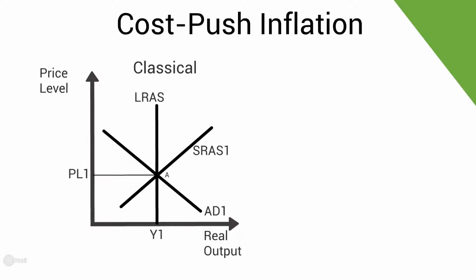An increase in the price of oil makes it more expensive for firms to produce goods and services. This causes the SRAS curve to shift inwards. It shifts to the left from SRAS 1 to SRAS 2. This causes there to be a new short-run equilibrium in the economy, which is at point B, where less real output is produced, Y2 rather than Y1, and the price level in the economy is higher, PL2 rather than PL1. The increase in the price level is the cost push inflation.